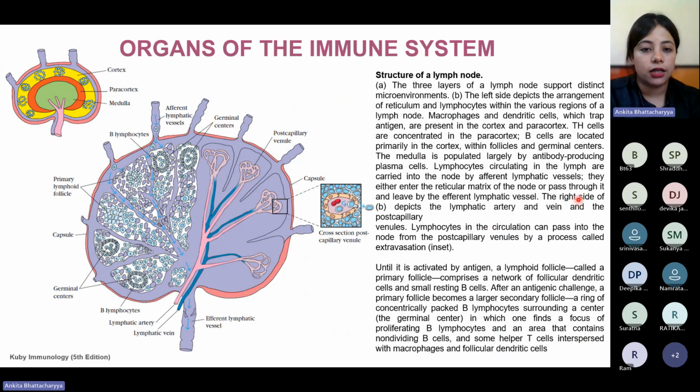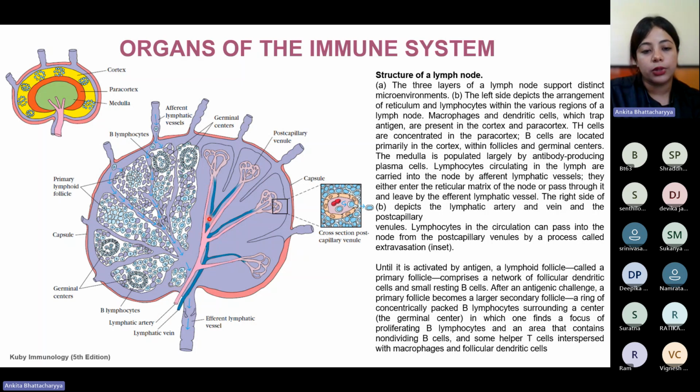So the right side, which is shown here, depicts the lymphatic artery and vein and the postcapillary venule. This is showing you the cross section where the types of cells that are present can be seen. You see these regions within the cortex, which are those germinal centers that we talked about, which are very, very rich in B cells, very active sites of proliferation for B cells as well. So these are the germinal centers with B lymphocytes at the central region. And you also see these primary lymphoid follicles. And towards the paracortical region, these blue cells are representative of the T helper cells, like I already said.